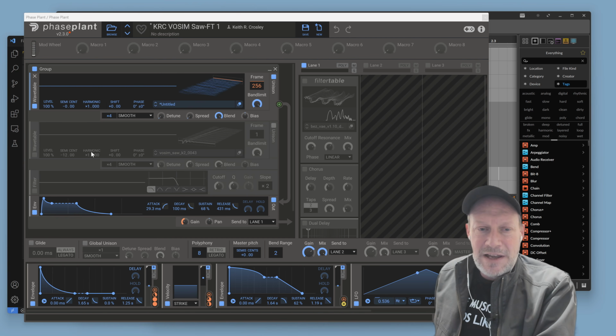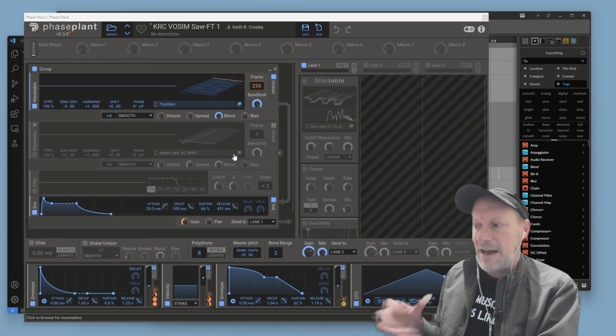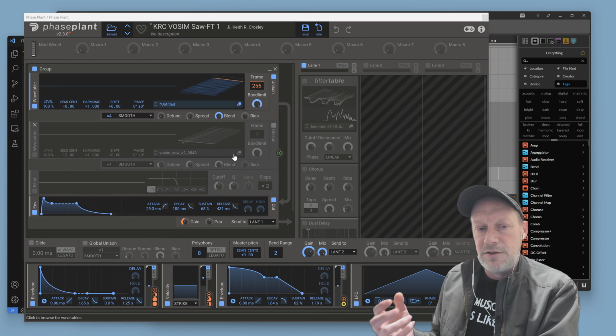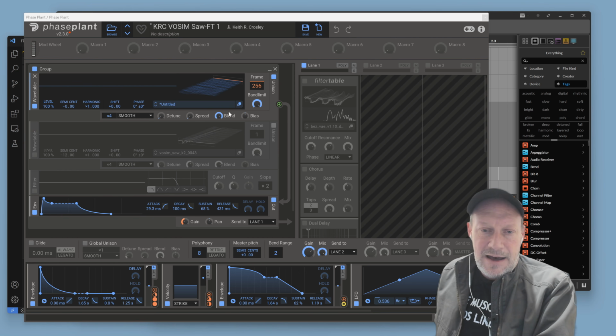But anyway, Phaseplant has a usually very good sample to wavetable converter built into it. You can access that by hitting this little button right here.